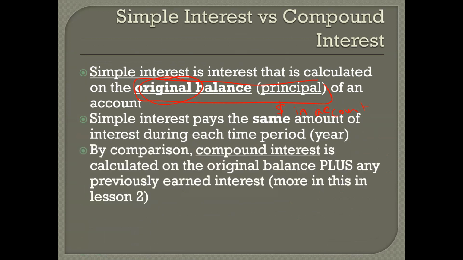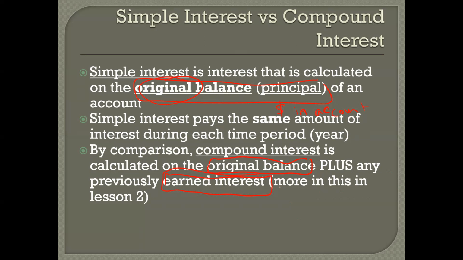However, by comparison, compound interest is a little different. Compound interest is calculated on your original balance plus the interest that is earned through that investment. So it's actually kind of two parts. We calculate the interest on the original balance, plus you have to calculate the interest on the interest that was earned as well, right? You have to calculate that as well.